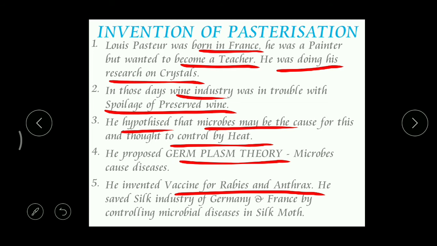And he saved the silk industry of Germany and France by controlling different types of diseases caused to the silk moth. Already in 7th class you studied about the silk moth, right? When it is present in the form of larva, that larva might be affected by different types of microbes, so the production decreases. So he controlled all the diseases which can be caused to the silkworm larva, right? So in this way, Louis Pasteur did a great service to society, right?